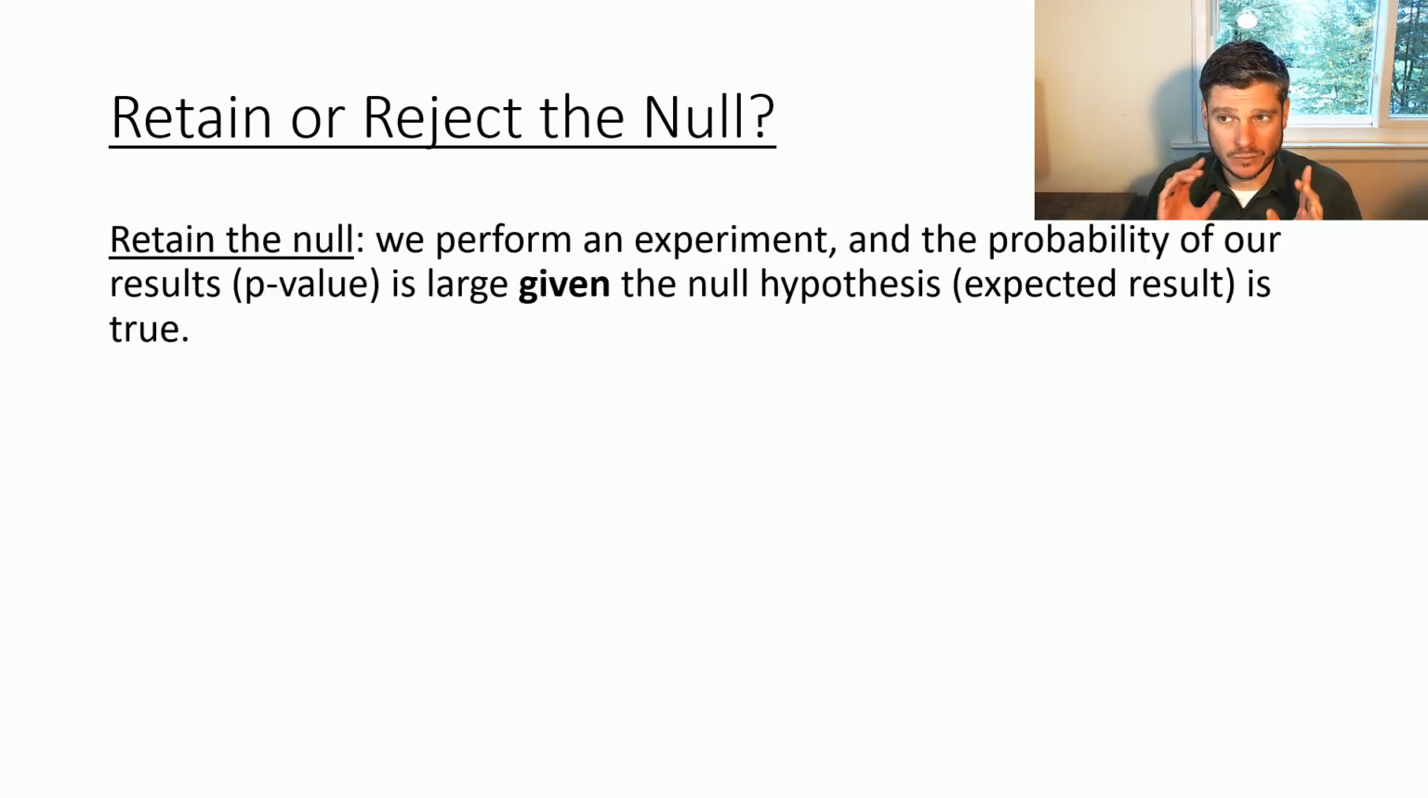So, to recap, when we retain the null, we perform that experiment, and the probability of our results, that p-value, is large. If we get a big p-value, that means there is a high probability that we would arrive at those results if our null hypothesis is true. So we can't get rid of it.